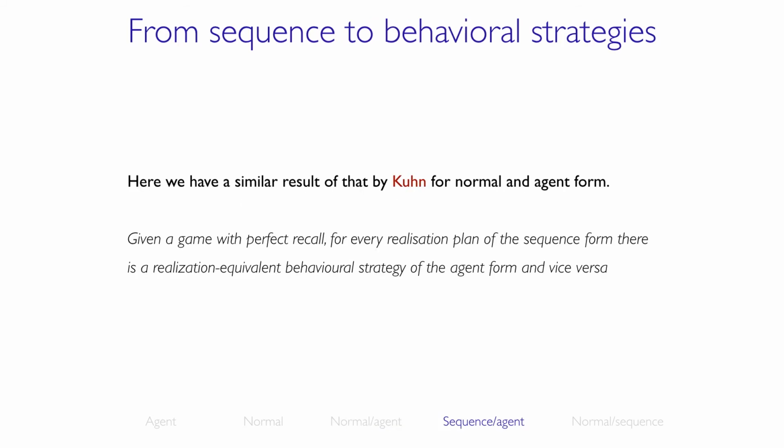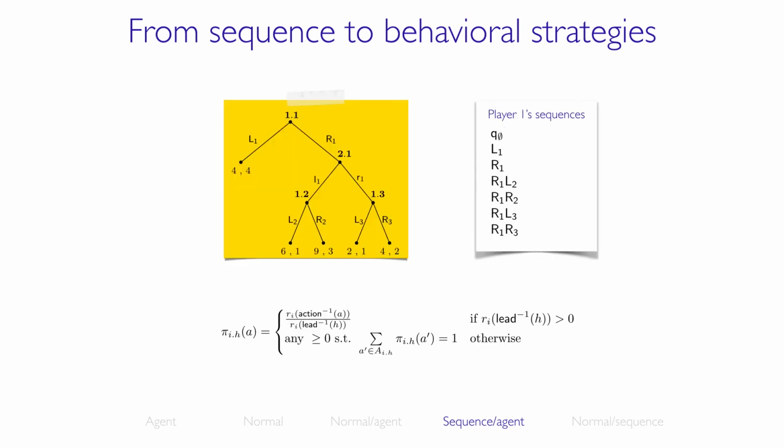We focus now on the relationship between realization plans in the sequence form and behavioral strategies. Here we have a similar result to that by Kuhn for the relationship between normal and agent forms. Specifically, given a game with perfect recall, for every realization plan of the sequence form, there is a realization equivalent behavioral strategy of the agent form, and vice versa. Consider the example in the picture and the formula. Even in this case, we just need to apply the Bayes rule.